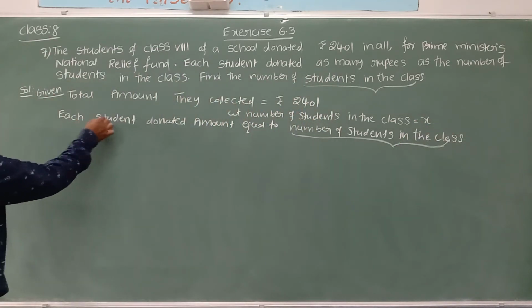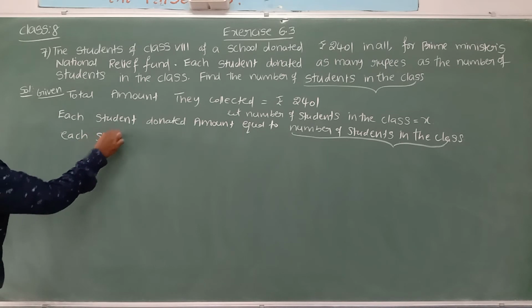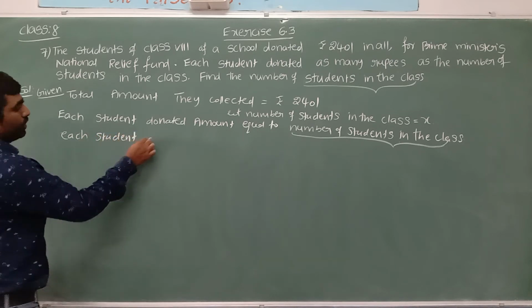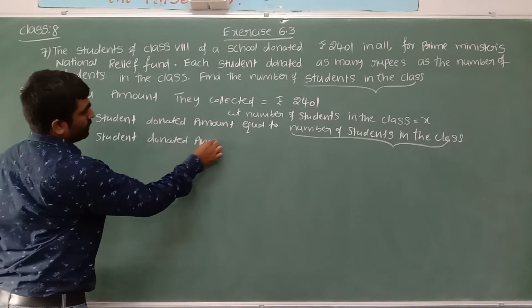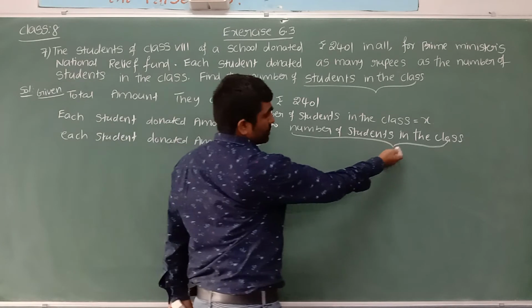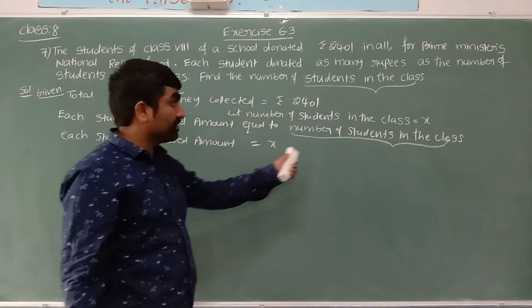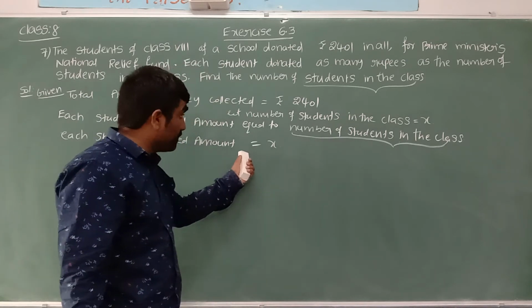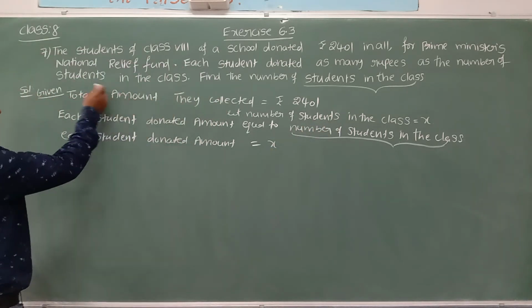Now tell me each student's donated amount. We can write each student's donated amount is equal to the number of students. How many are there? x is equal to x. Now with the help of these statements, how can I frame an equation? By using this, we frame an equation.